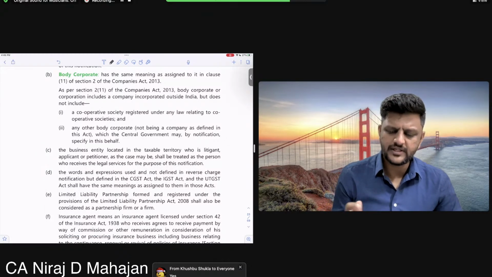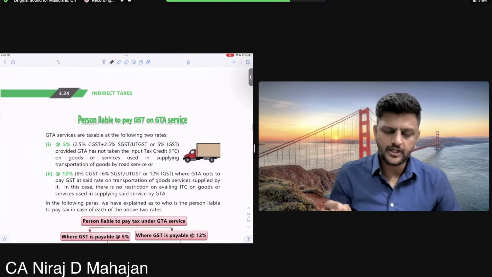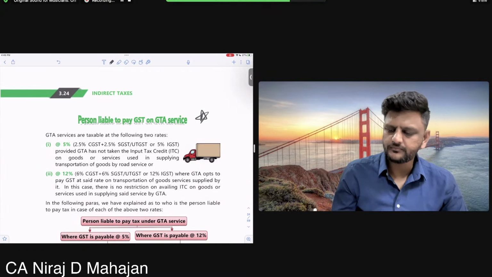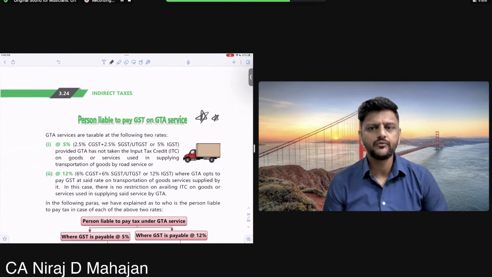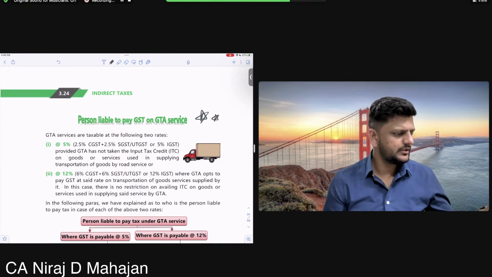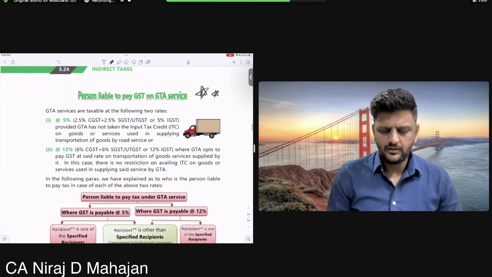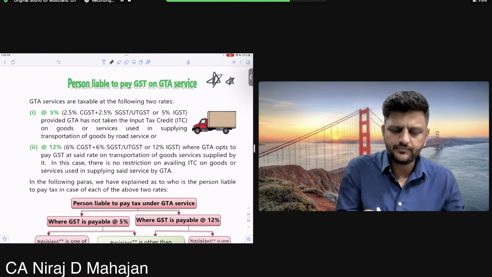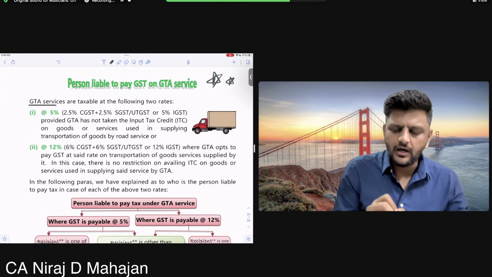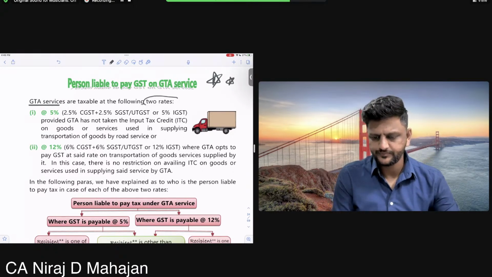Body corporate obviously includes companies also. Come here, page 3.24. We are doing RCM. Ready everybody? GTA, this concept overall. GTA services are taxable at the following two rates. So there are options, two rates.